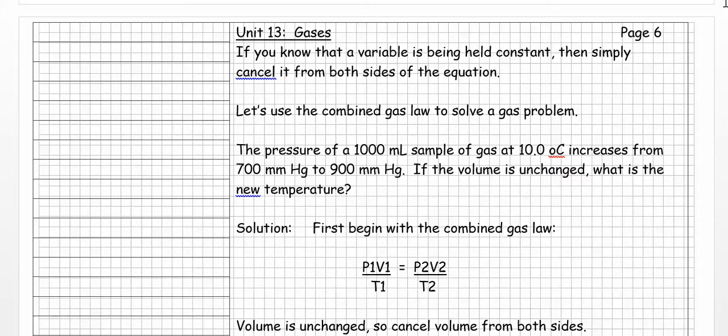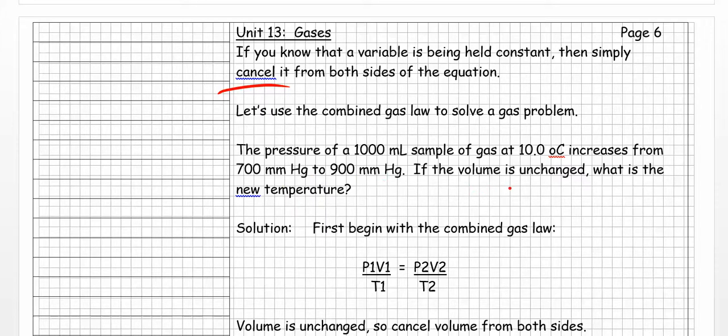Before we do that, let's do a problem that requires that we use the combined gas law. So again, if you know that the variable is being held constant, just cancel it from both sides of that combined gas law. So let's try a problem. Here's what it says. The pressure of a 1,000 milliliter sample of gas at 10 degrees Celsius increases from 700 millimeters of mercury to 900 millimeters of mercury. So we're moving up 200 millimeters of mercury from the first situation to the second situation.